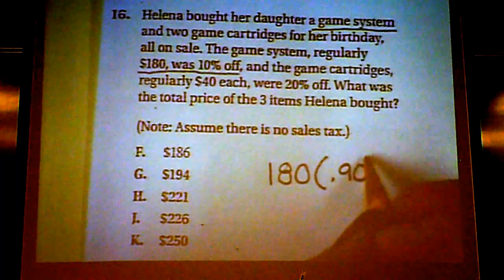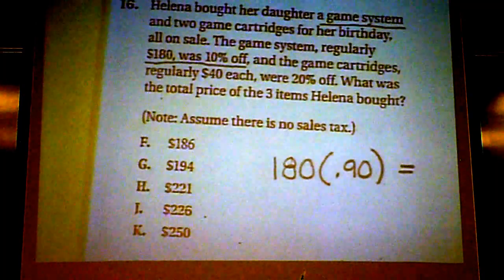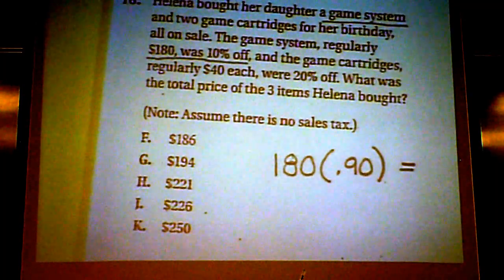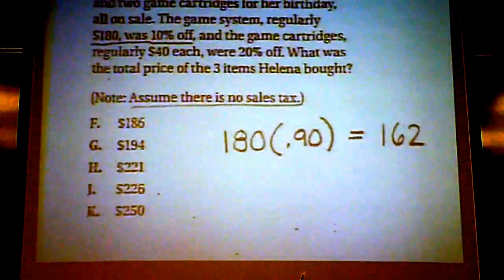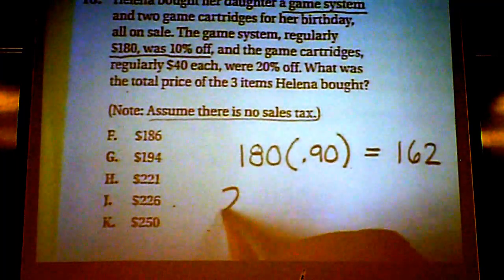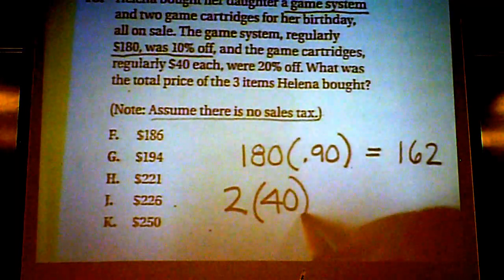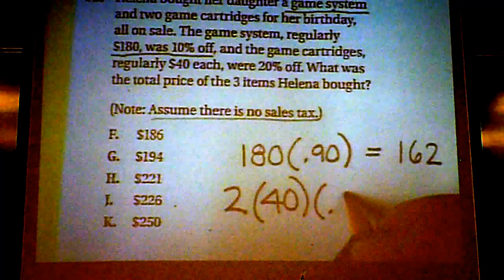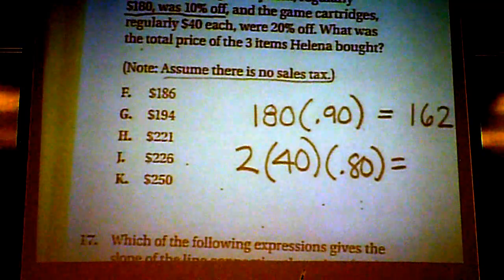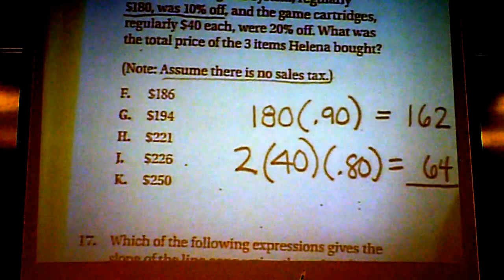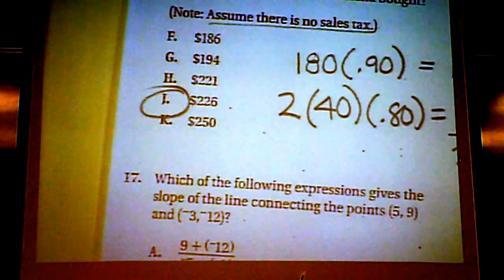90%. Very good. So you do that. 180 times 0.90. You get $162. We're assuming no sales tax. And then she bought 2 games that are normally $40, but they were 20% off. So what does she pay for those games? She paid 80%. So 80 times 0.80, she paid $64 for the 2 games. Add these up. 226.